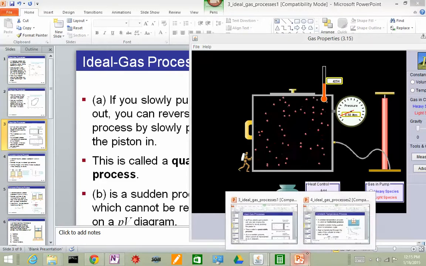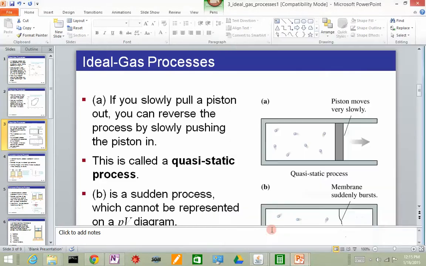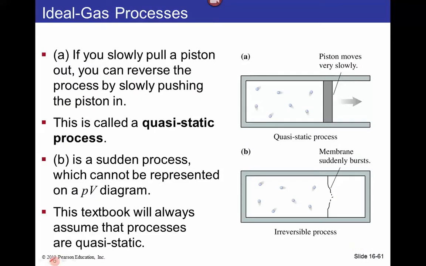So those are the two processes that we are going to need. When you slowly change the piston, when you move it very slowly, then you get a quasi-static process. And when you do it really fast, a sudden process, or imagine that you move the piston really fast after the piston broke, then that is an irreversible process. So for most problems that we are going to study in this book, we are going to assume that the processes are quasi-static.